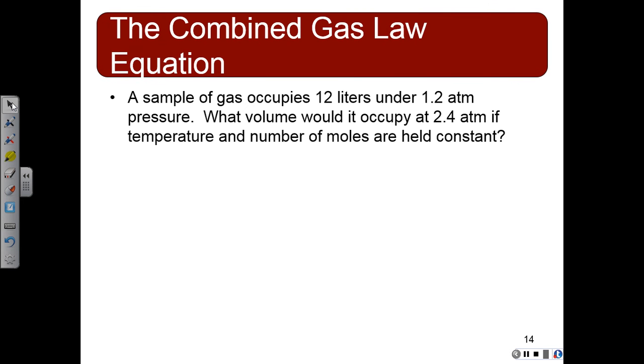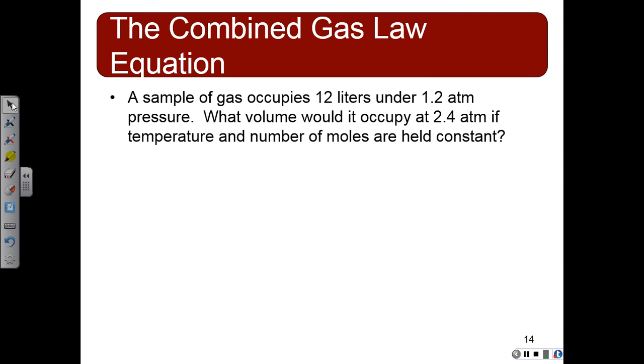Okay, so I wanted to show you this one. It's really simple. It's just using Boyle's law. But I just want to show you how you can use the combined gas law. You don't have to memorize all the other ones. You can still use the combined gas law here, even when one of the variables is held constant.